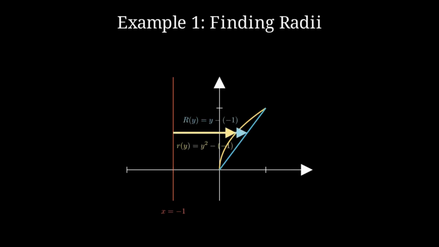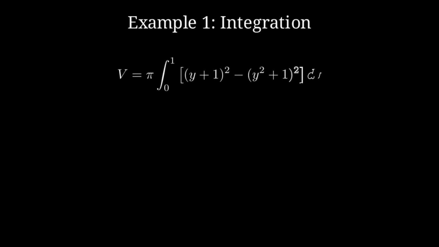Since our axis x equals -1 is to the left of our region, we subtract the axis from the curves. The outer curve is x equals y, so R of y is y minus -1, which simplifies to y plus 1. The inner curve is x equals y squared, so r of y is y squared plus 1. We plug these into our formula.